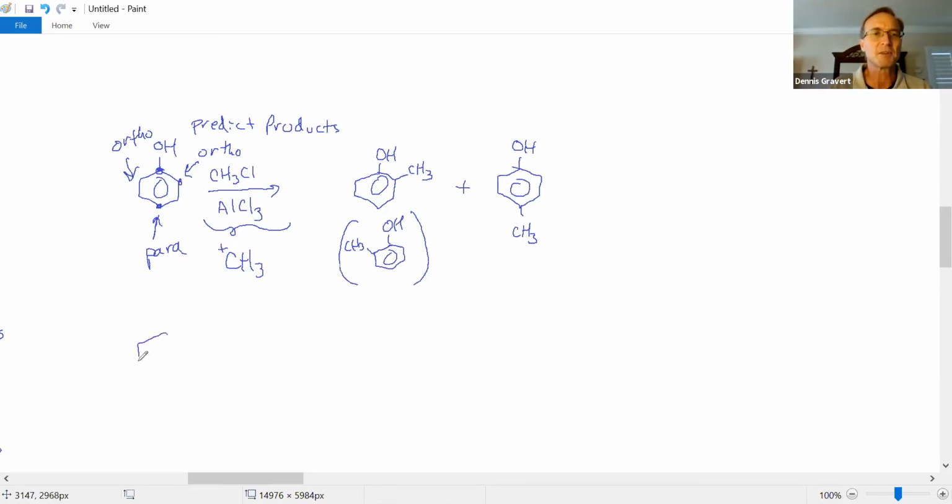Let's try another example. Let's put benzoic acid on the ring. So what's the name of this molecule? Benzoic acid. Carboxylic acid on benzene. Let's do nitration. Whatever.